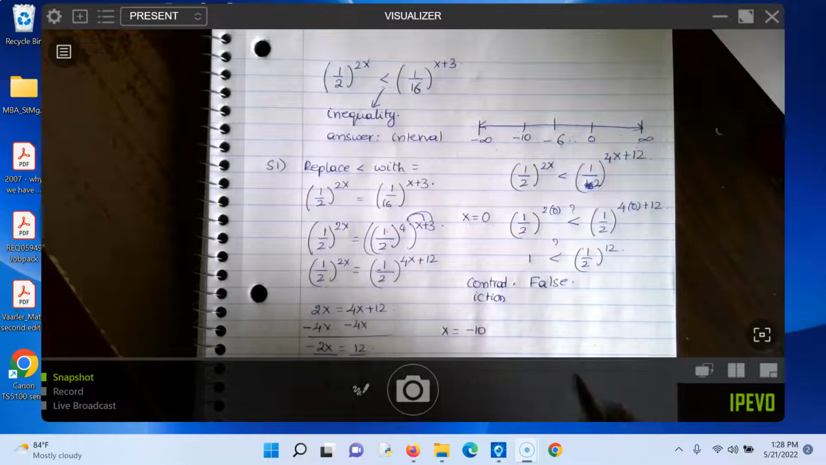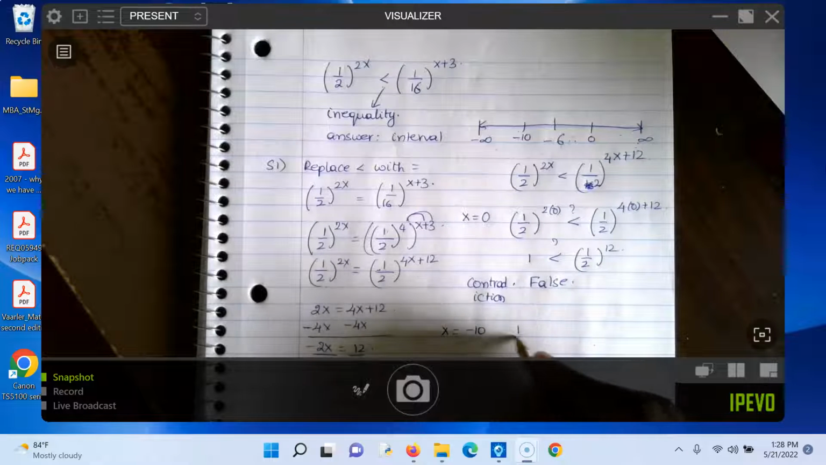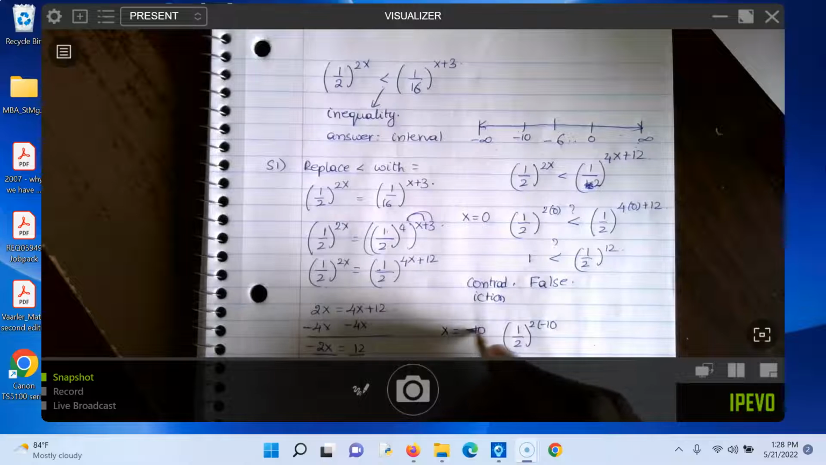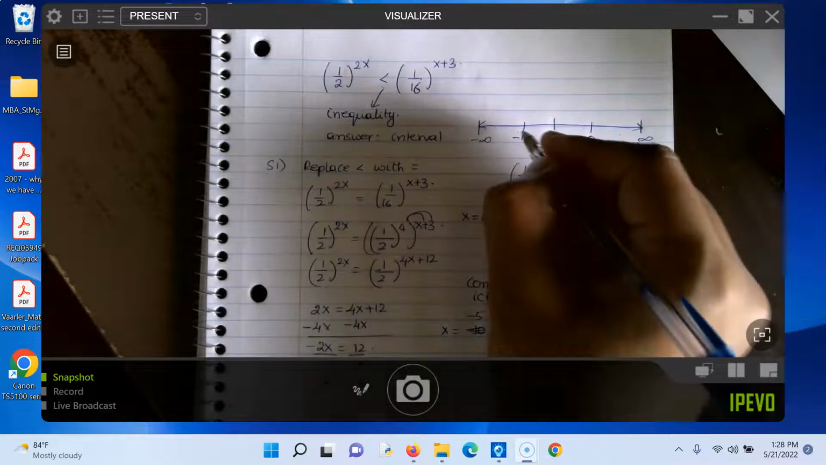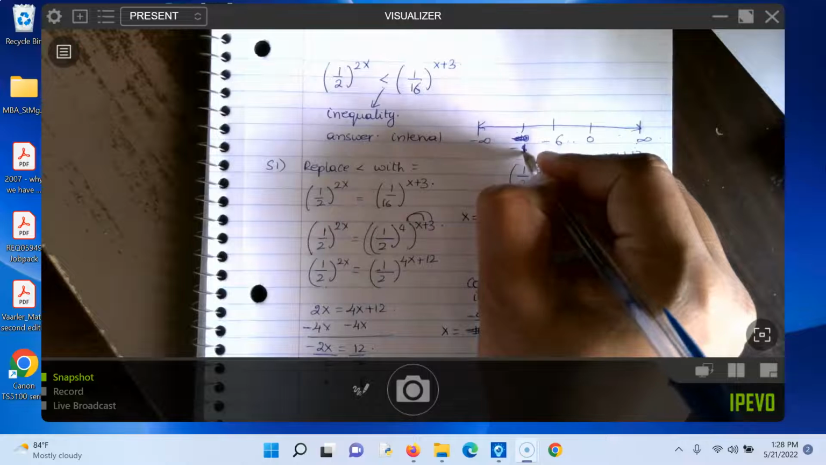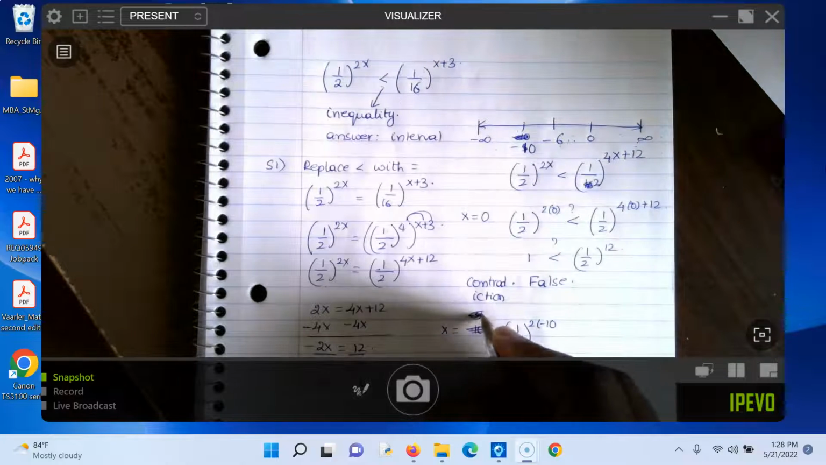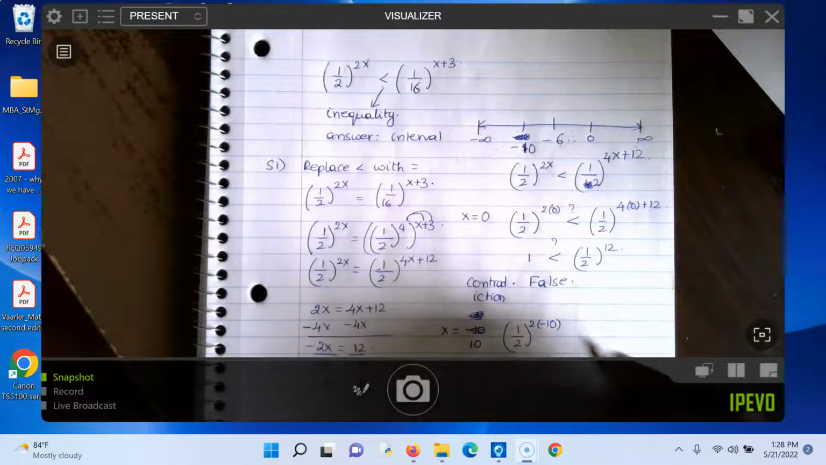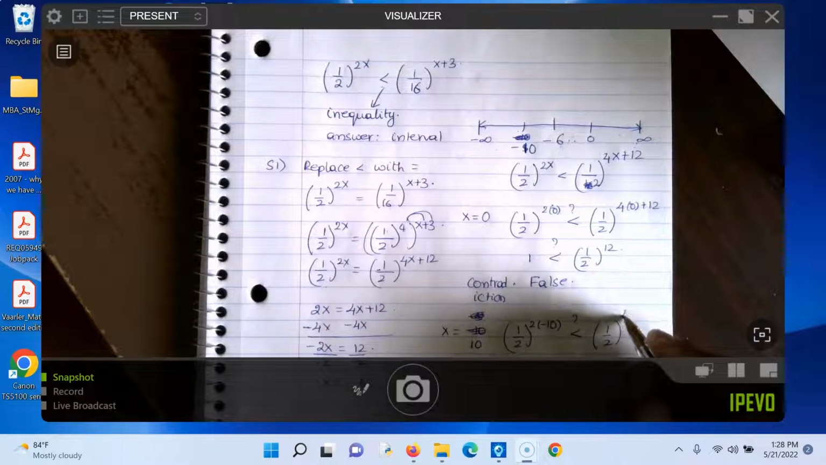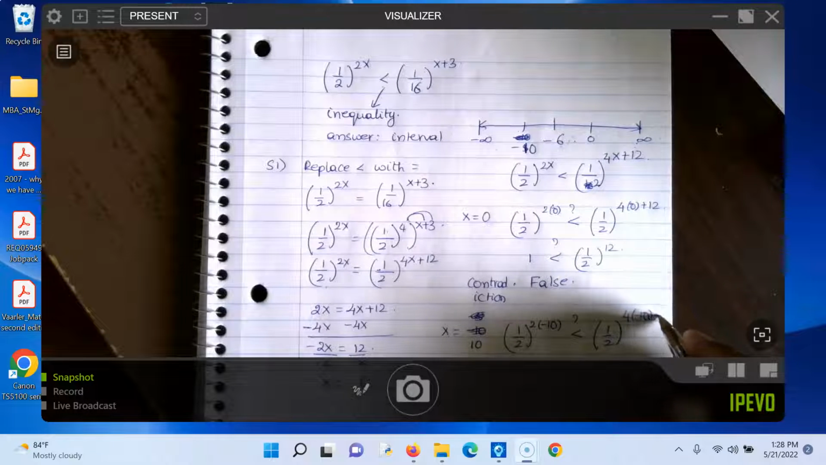So I'm going to pick x equals negative 10. So I get 1/2 to the 2 times negative 10. Okay, let me pick x equals negative 5, maybe that will be very easy. No, I have to pick negative 10, there's nothing I can do about it. Okay, 2 times negative 10. So the question is, is it less than or equal to 1/2 to the 4 times negative 10 plus 12?